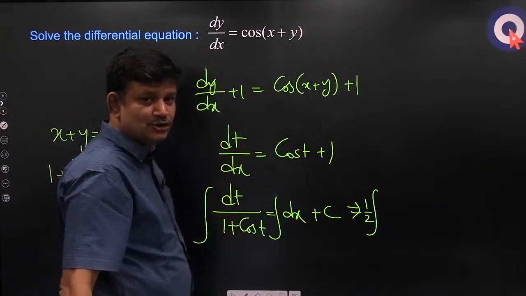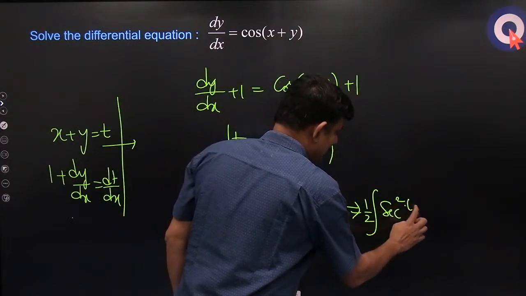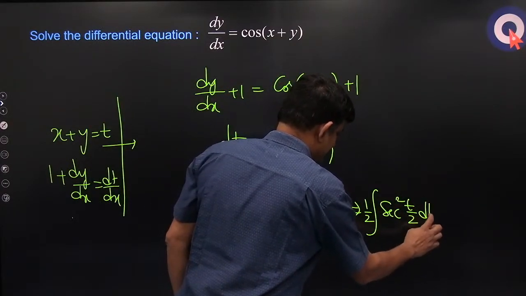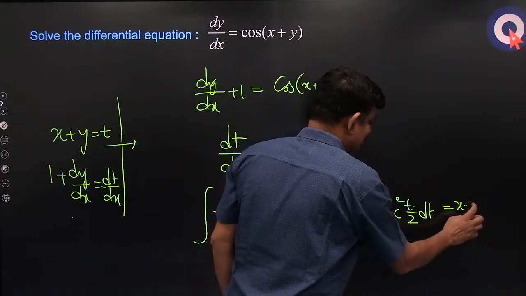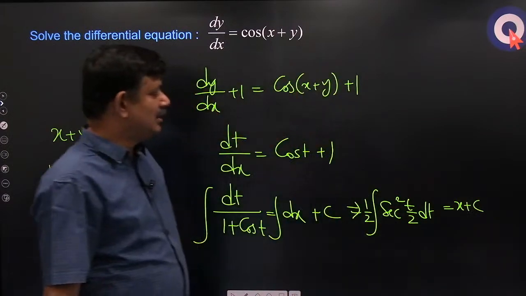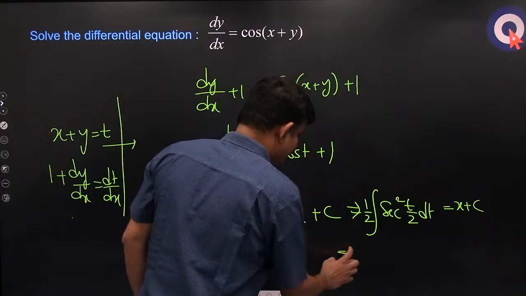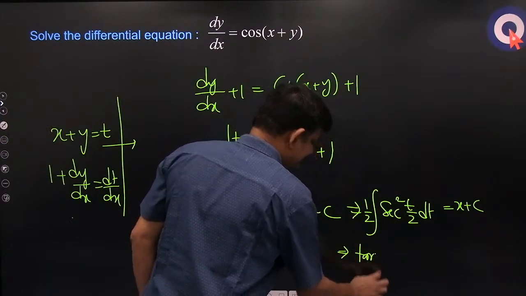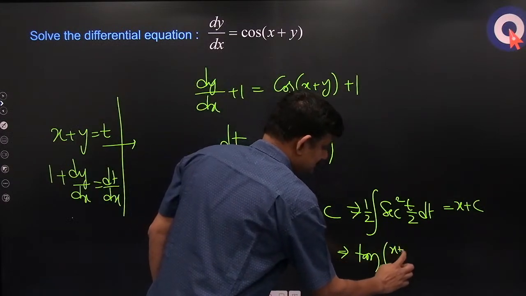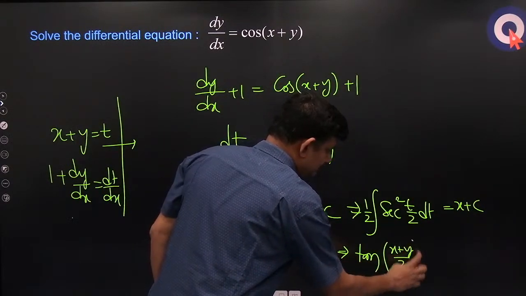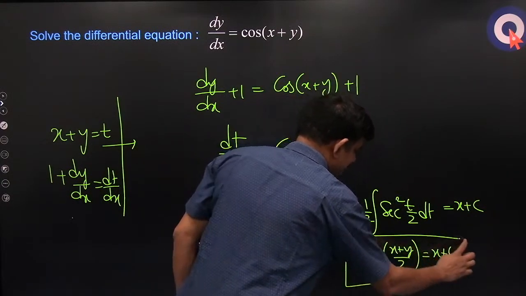डिनोमिनेटर में cos square t by 2 है, तो न्यूमरेटर में ये हो जाएगा secant square t by 2 dt is equal to x plus c. Now what is integral of secant square t by 2 into 1 by 2? Tan t by 2. So this will be tan t by 2 is equal to x plus c, where t is x plus y. That will be your final answer.